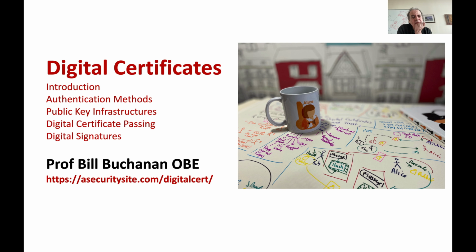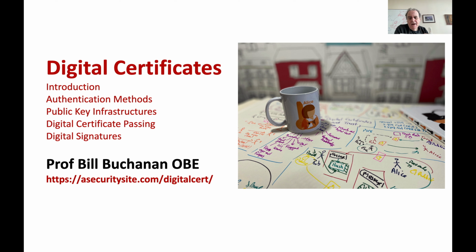Okay, so in this unit we'll be looking at digital signatures and digital certificates. Basically, Bob has a public key and a private key. He keeps the private key secret. When he wants to sign for something, he uses his private key, and then he can prove that with his public key.